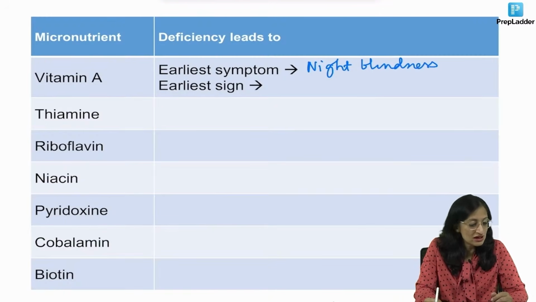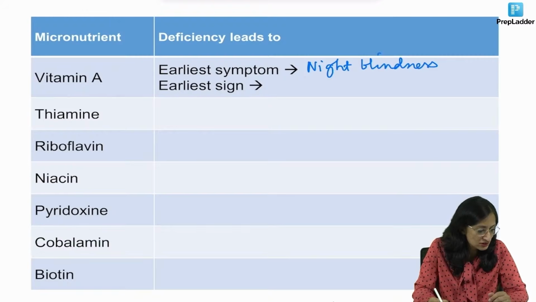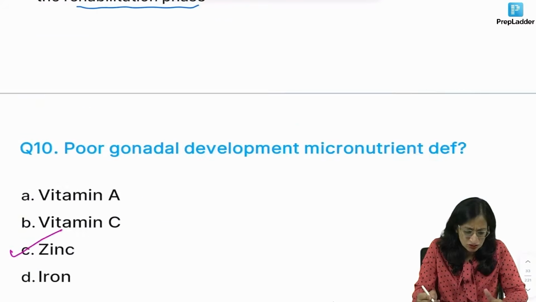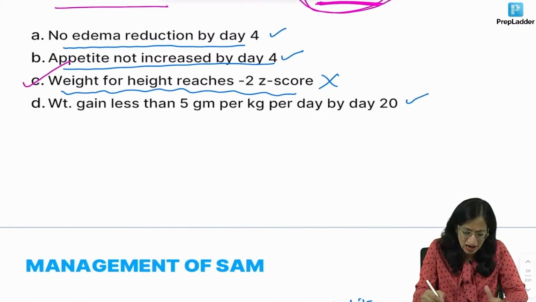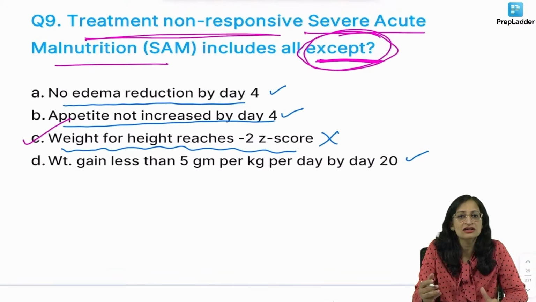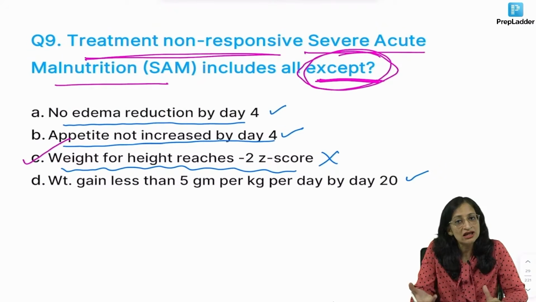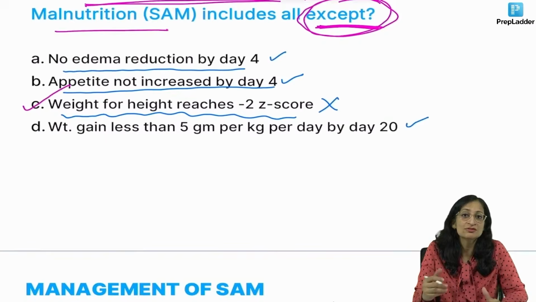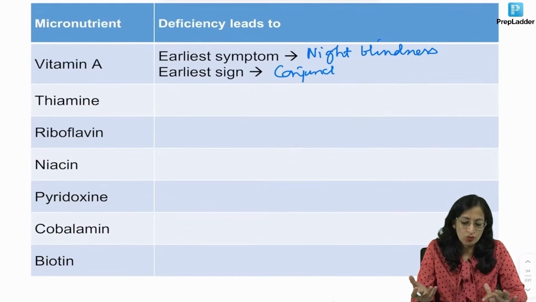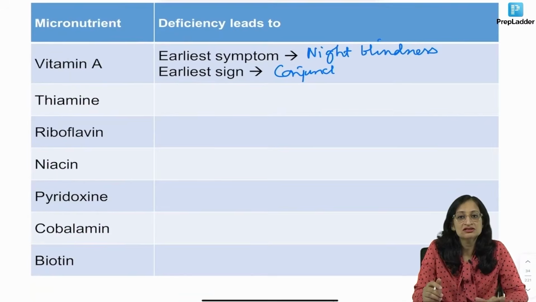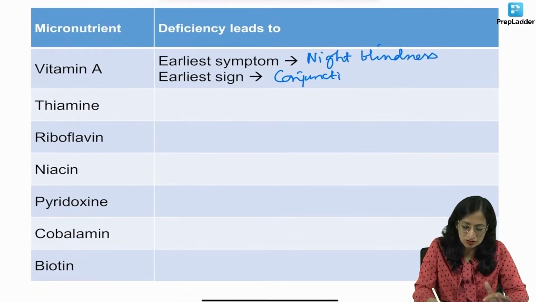While the earliest sign, what is it? So earliest sign is conjunctival xerosis. So the option can state anything, it's not necessary. Even at day 20 also, if the child is not gaining 5 gram per kg per day, then also, it will indicate treatment non-responsive SAM, right? It will be secondary failure to respond to treatment, okay? So, vitamin A deficiency earliest sign we said is conjunctival xerosis.